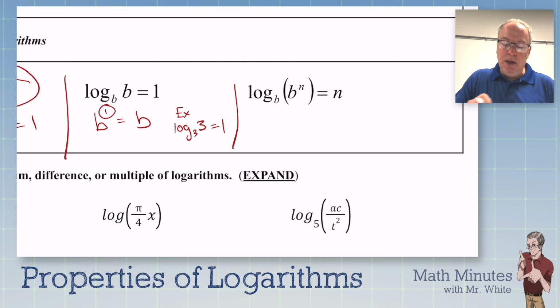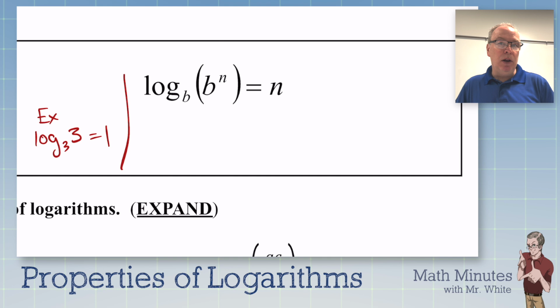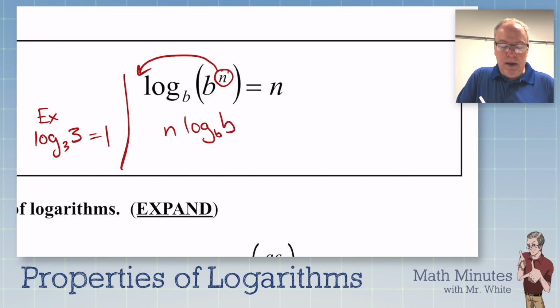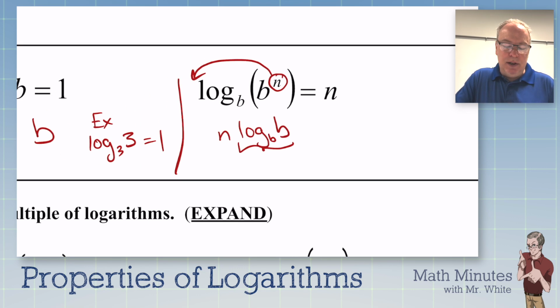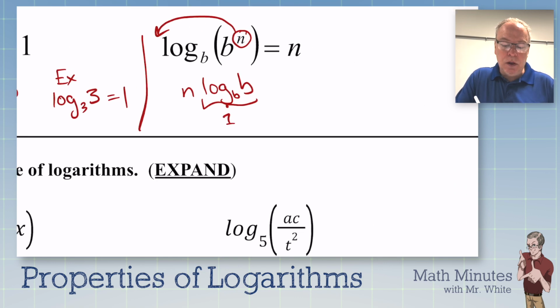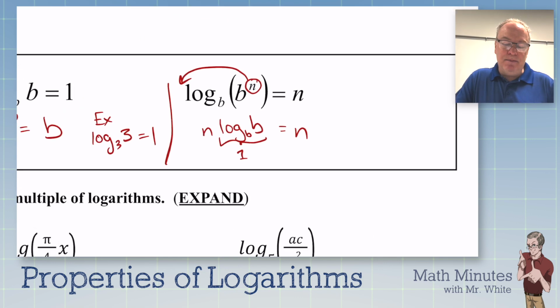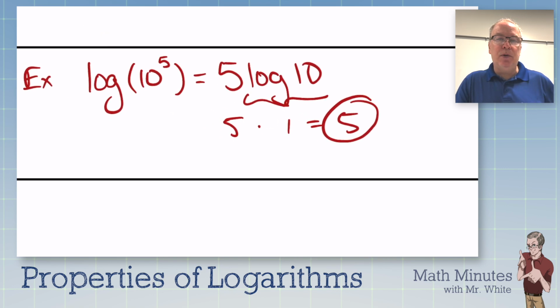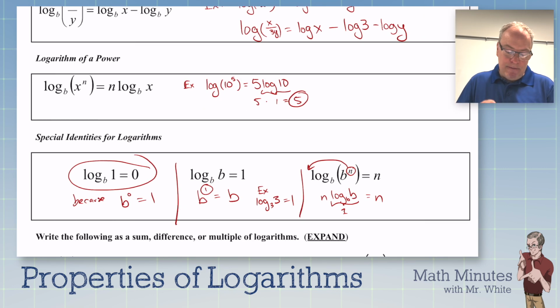And then this is sort of a spin-off of the last one. We can throw this exponent out front like you saw in my example earlier, right? And then you get n log base b of b. But we just said in the previous special case that is just 1. So that's why it comes out to be n. And you saw that example right here. Remember when we threw that exponent out front? And we just got 5.